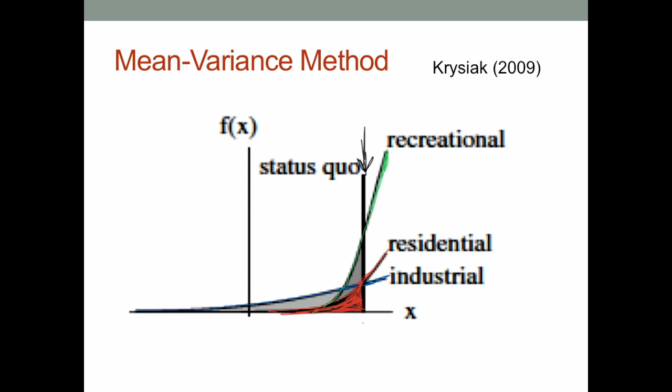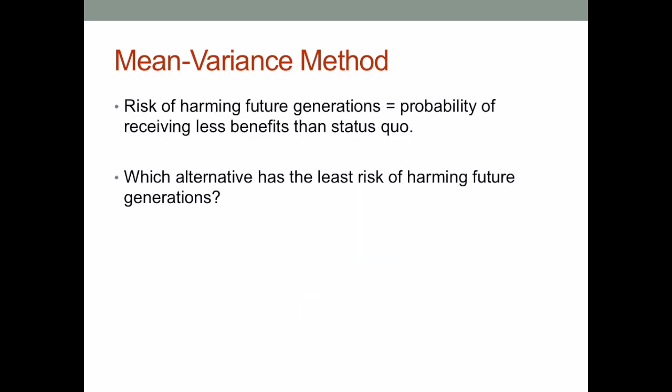So by considering the mean and the variance, the residential option has the smallest probability of returning less than the status quo. So to summarize, with the mean-variance method, we define the risk of harming future generations as the probability of receiving less benefits than status quo, and we determine this risk as an area under the normal curve. The mean-variance method answers the question, which alternative option or plan of action has the least risk of harming future generations?